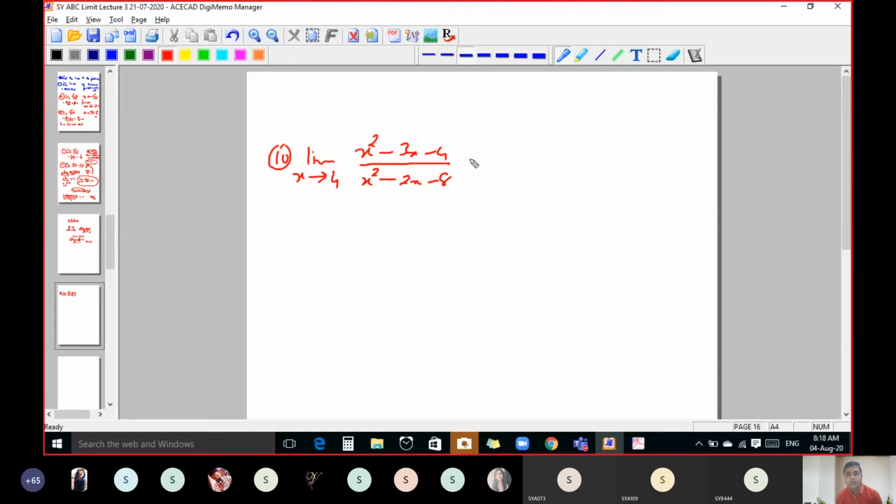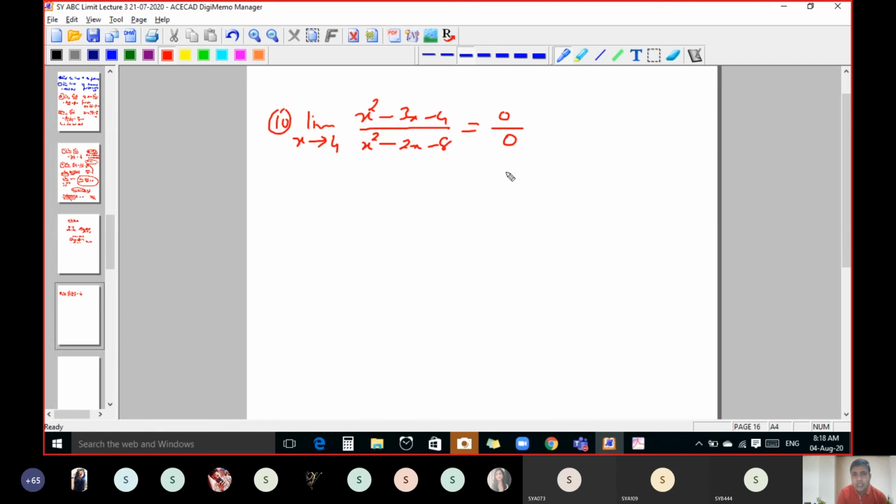And we know that if we put x equal to 4 here, we get 16 minus 12 minus 4, that is 0. And if we put it here, 16 minus 2 4s are 8, 16 minus 8 is 8, 8 minus 8 is 0. And once we have 0 by 0, we have to use the concept of limit.